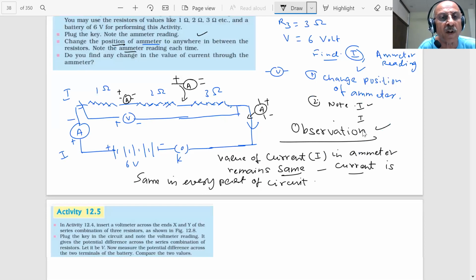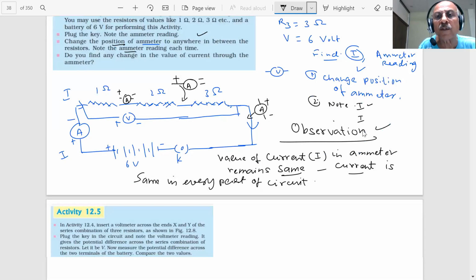This is my X point, students. This is my Y. First I put a voltmeter in series combination of the three and record the value, this is the total. If I put the voltmeter here, this is plus and minus. X and Y, what will happen? If I join here, I can note down the voltmeter reading.